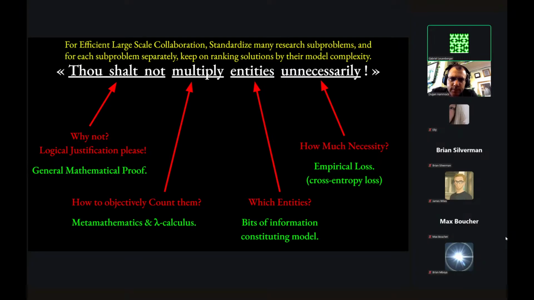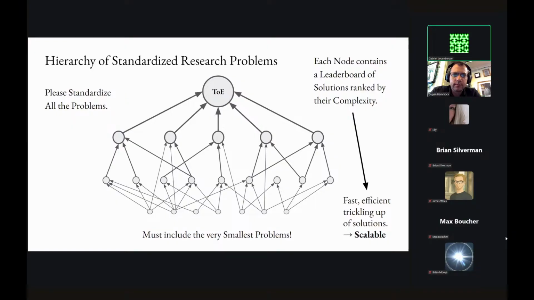And how to make it scalable, I also showed that. For efficient large-scale collaboration, standardize many research problems, and for each sub-problem separately, keep on ranking solutions by their model complexity, right? And then the people that are working on sub-problems that are higher up in the hierarchy, so kind of larger problems, they can then feed off of the rankings of the smaller sub-problems, and that's how they could speed up their research by orders of magnitude.